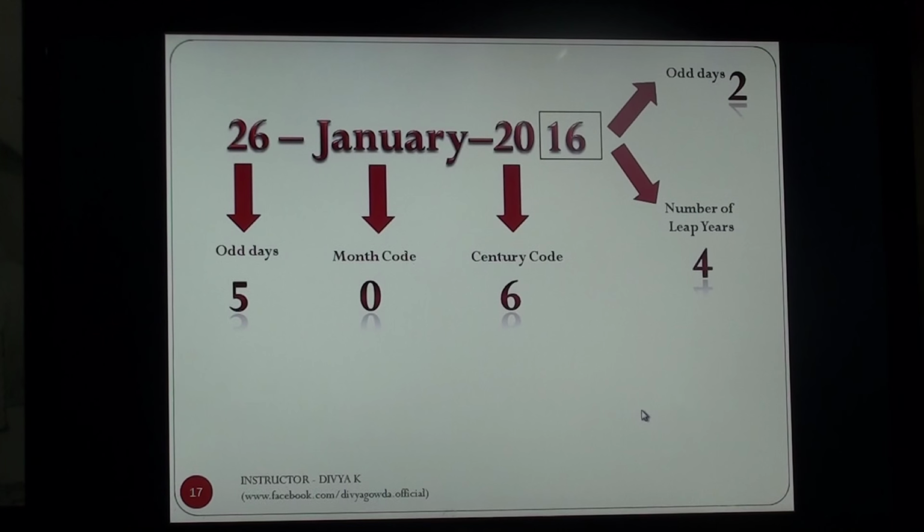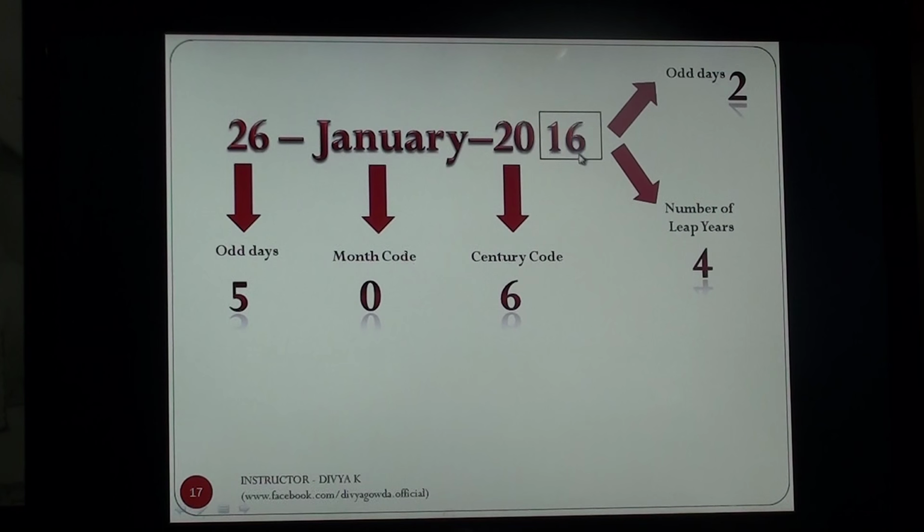This is one tricky problem. So what is 26 January 2016? I have taken 2016 because it is a leap year and there is a small note point which you have to consider regarding leap years. 26 means it will give us 5 odd days because 7 threes are 21 and the remainder will be 5. January, the cheat code, that is the month code, will be 0. Anything after 2001, the century code has to be 6.